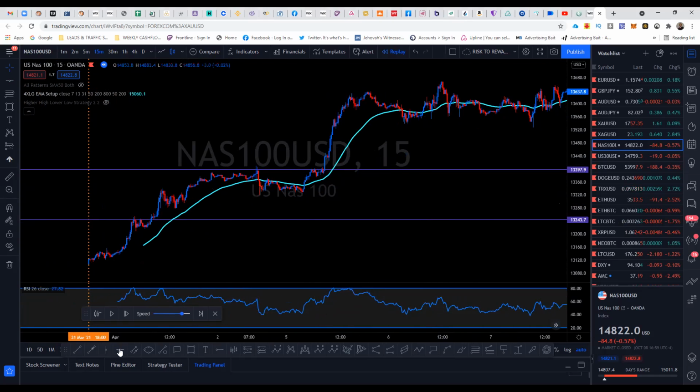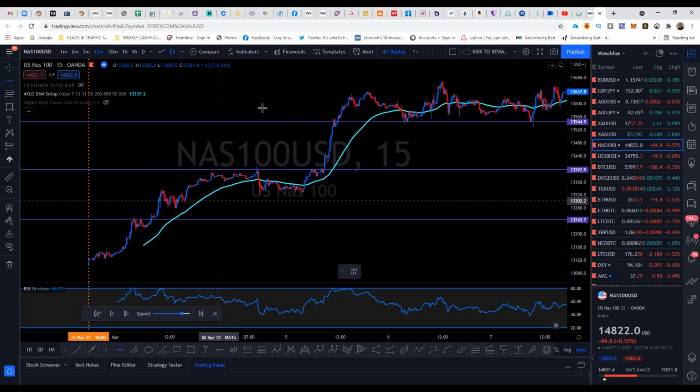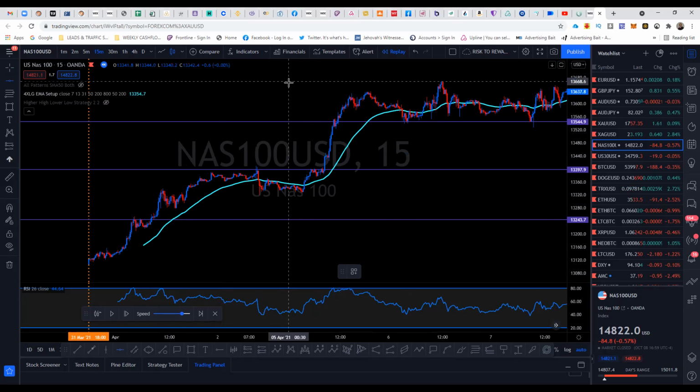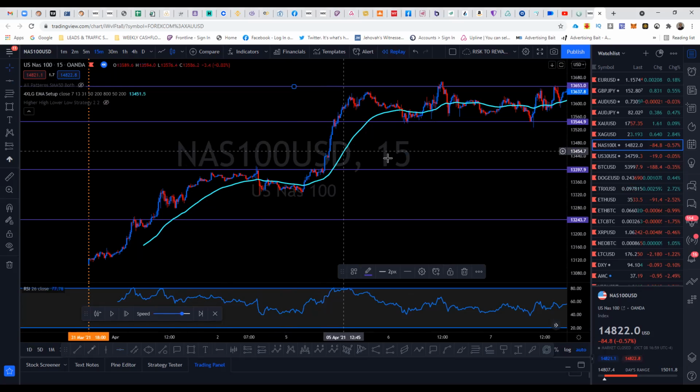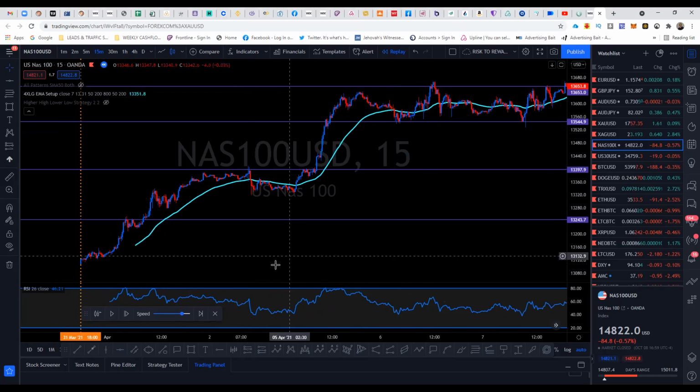And then I see a lot of wicks at the bottom here, so I'm going to put one here. And then we're going to top it off and put one at the top here, maybe a little bit off of these wicks. Okay, so now we can clearly see how price is respecting these lines.